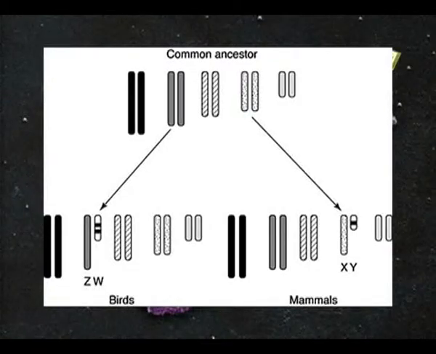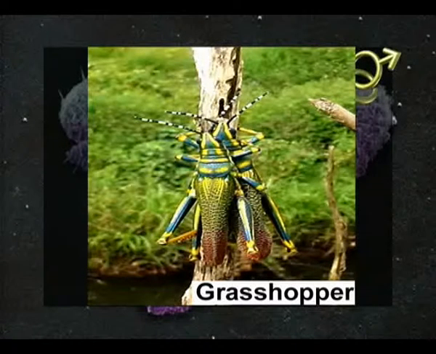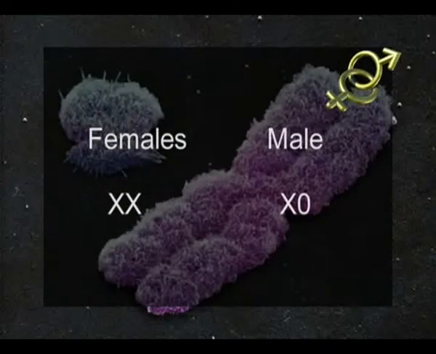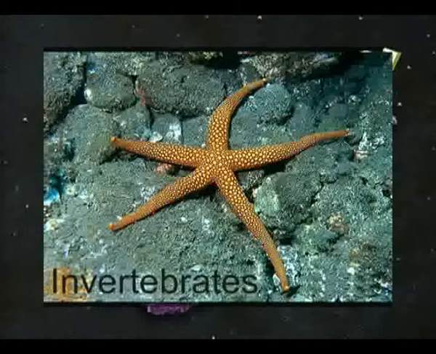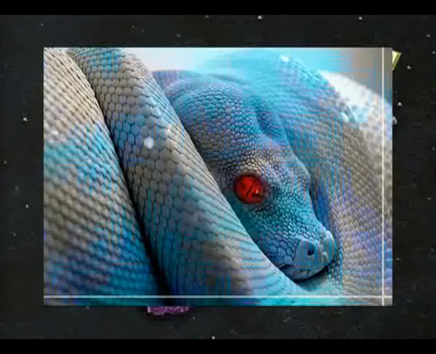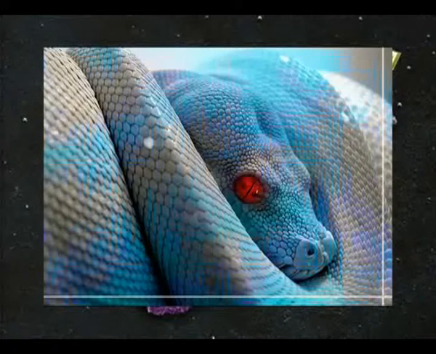In some insects, such as grasshopper, there is no Y chromosome. Females are XX and males are characterized as X0. The 0 indicates the absence of a chromosome. In other vertebrates and certain invertebrates, the female is heterogametic and the male homogametic. For example, in birds and reptiles, it is the female that has the heterozygous ZW pair of chromosomes.